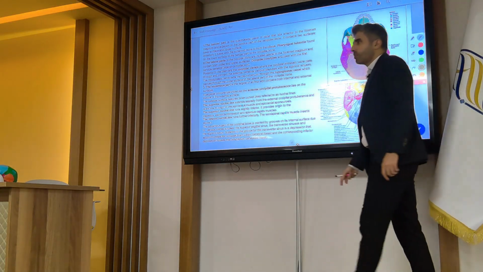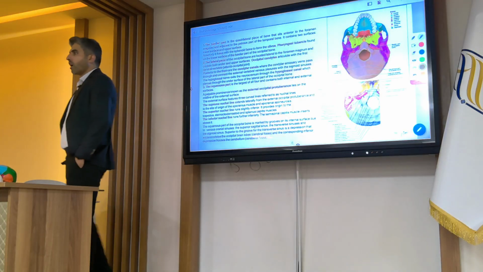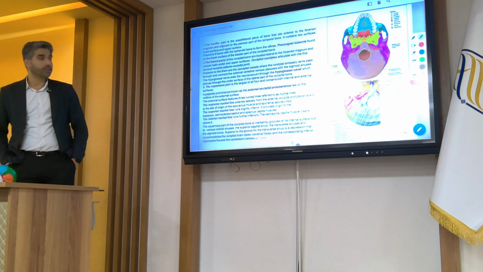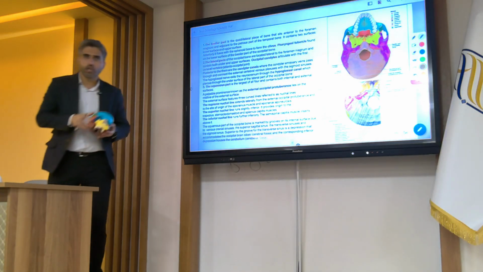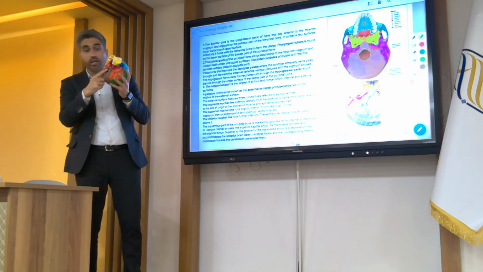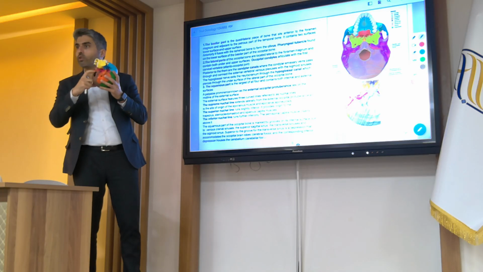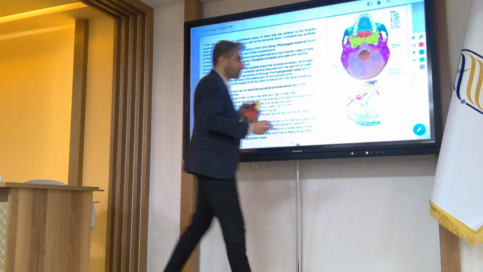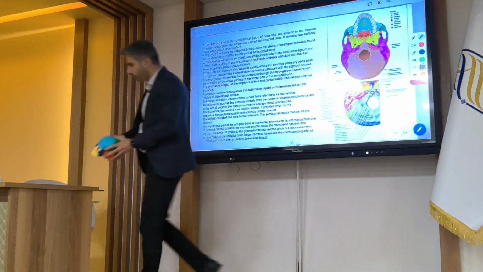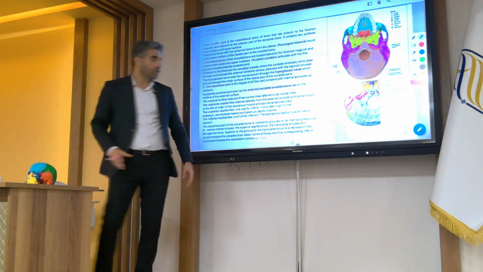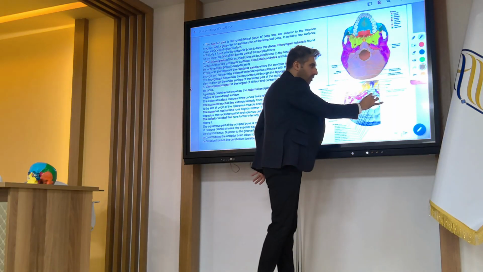Let's talk about different parts of the occipital bone. The first part is the basilar part. It's easy. The basilar part is here. I told you, it is the anterior side of the foramen magnum. The anterior side of the foramen magnum is the basilar part. Okay? This is the basilar part.